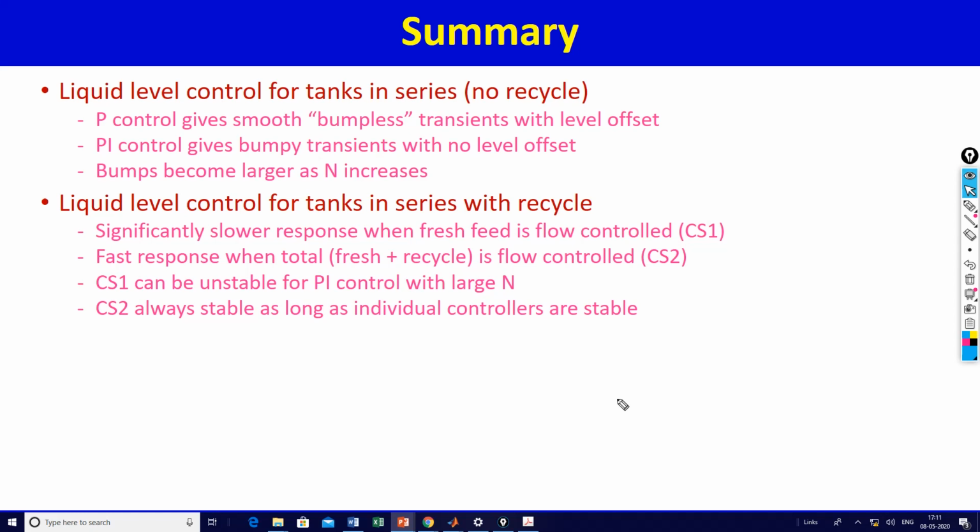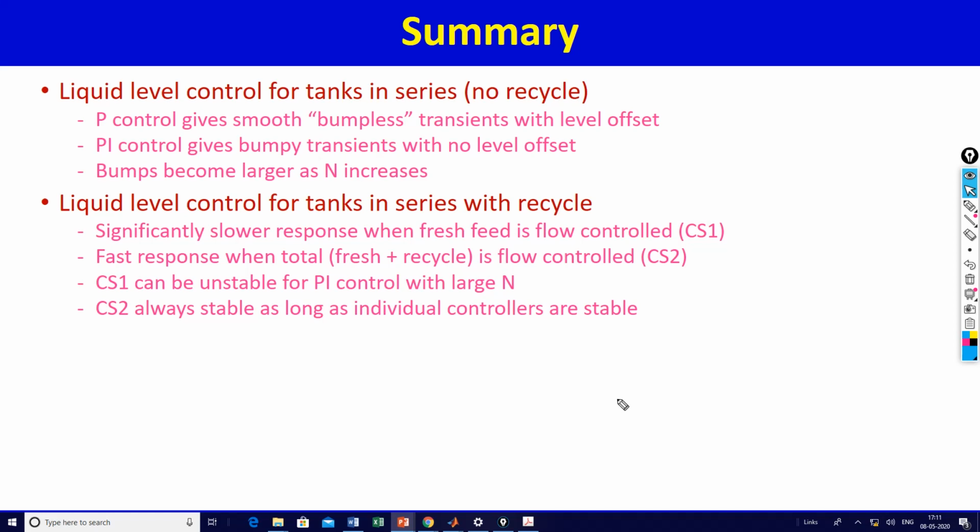Liquid level control for tanks in series with recycle, we see that if you are fixing the fresh feed, then because of the recycle, the overall response is significantly slower when the fresh feed is flow controlled. On the other hand, you get a much faster, order of magnitude faster dynamic response when the total fresh plus recycle is flow controlled and the fresh feed is brought in as a makeup stream. It is not fixed. So you hold a recycle flow. That seems to make sense.